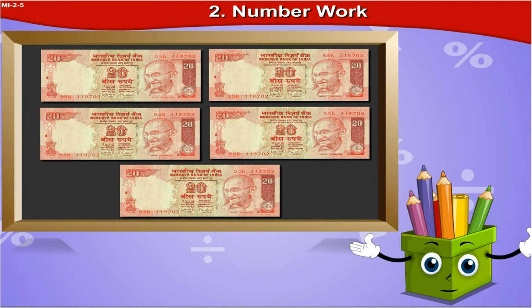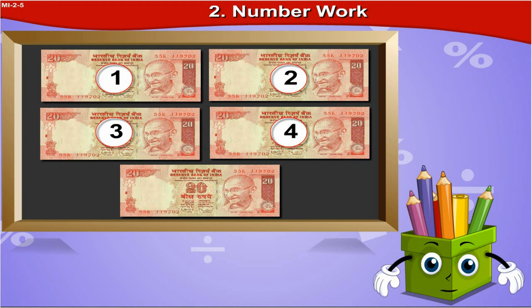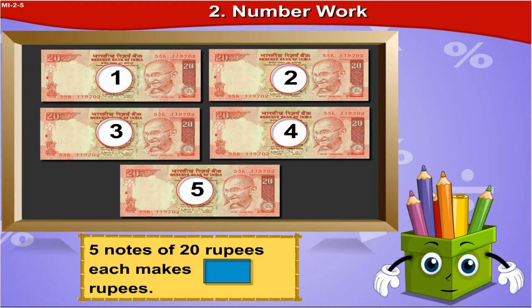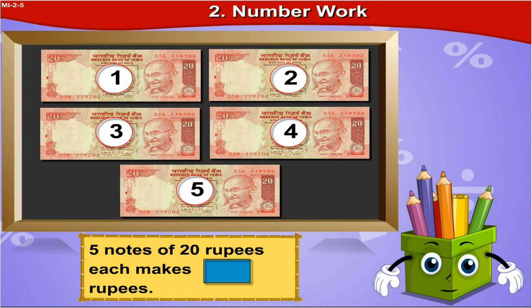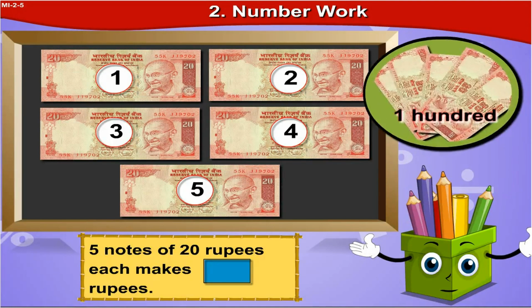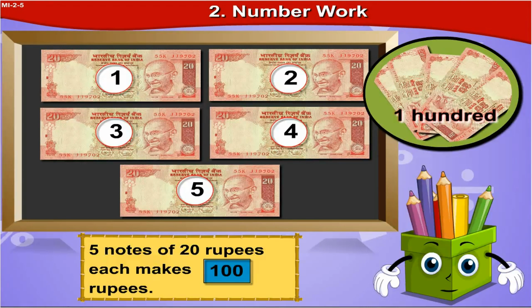Now here, we will see notes of 20 rupees. Let us count the number of notes. 1, 2, 3, 4, 5. So there are 5 notes of 20 rupees each, which makes dash rupees. Well, if you notice, it makes 100 rupees. So you will write 100 in the box.